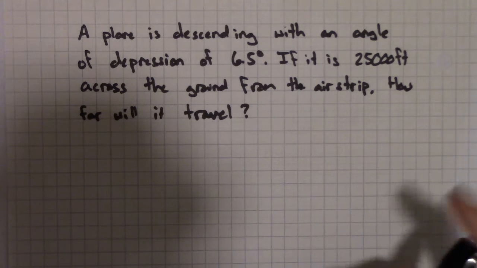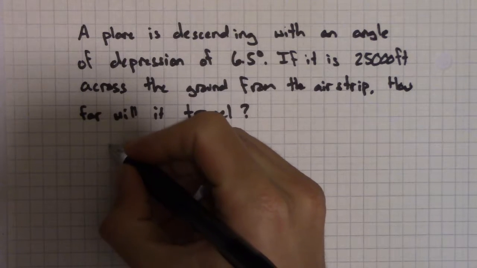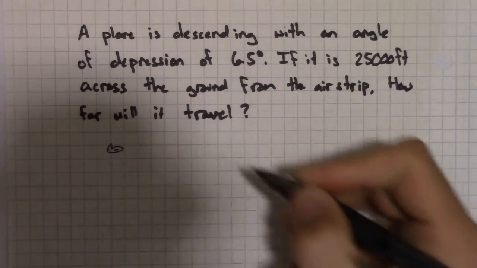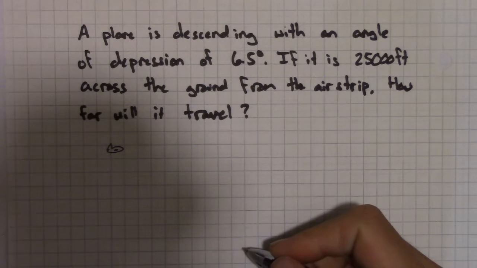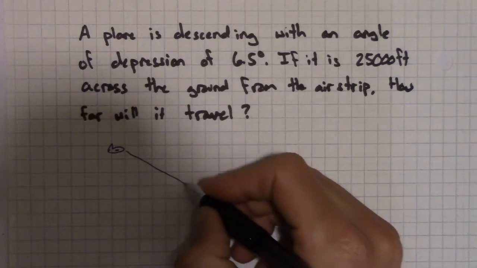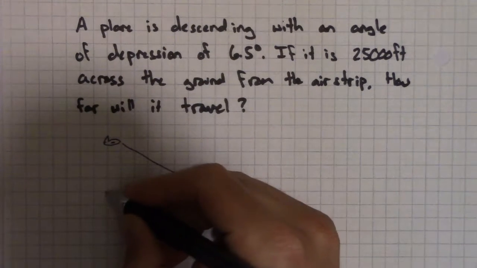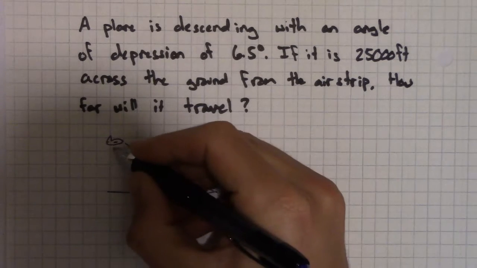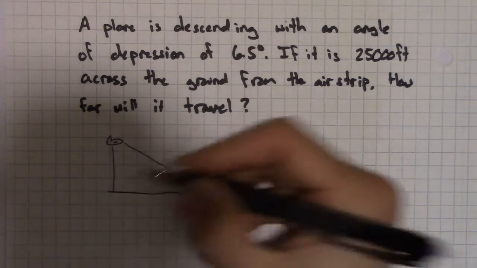So let's think about what we've got. I know that we've got a little plane here, so I'm going to draw my plane. It's flying in the air, it's just cruising along. I know that essentially my plane is coming down to hit my airport. Okay, so this in essence is going to be my right triangle.